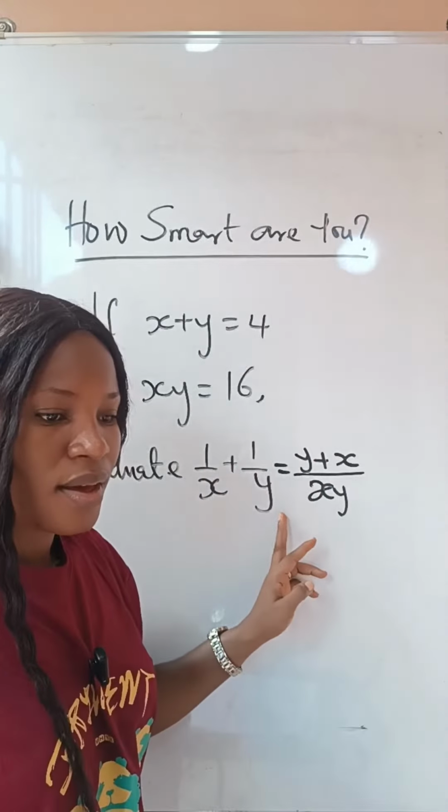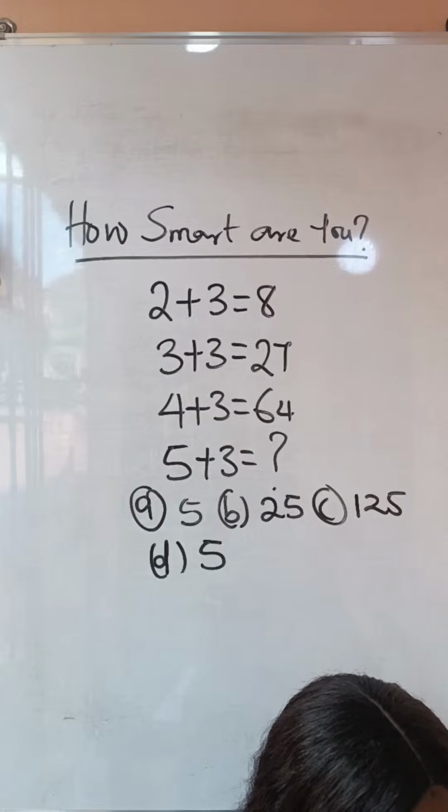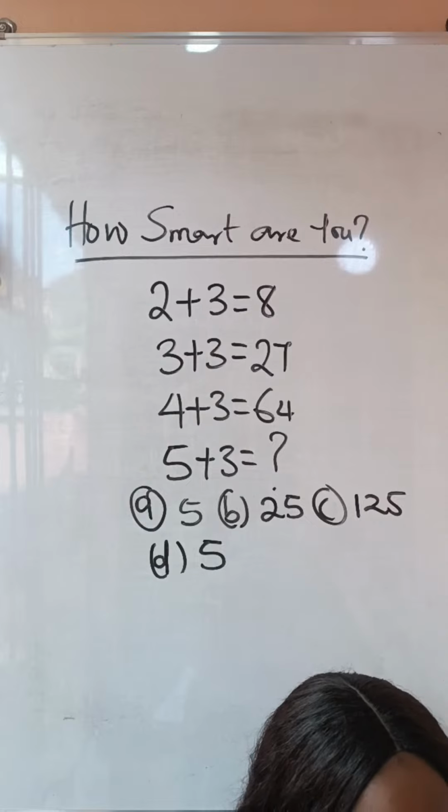What's the answer? In the next 3 minutes, or let's say in the next 5 minutes, I'll drop the answer. What do you think the answer should be? If 2 plus 3 equals 8, 3 plus 3 equals 27, and 4 plus 3 equals 64, what is 5 plus 3?